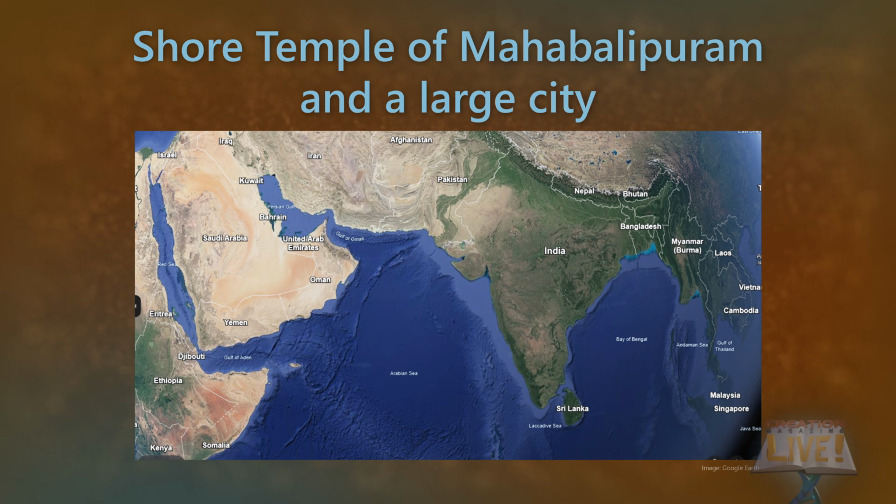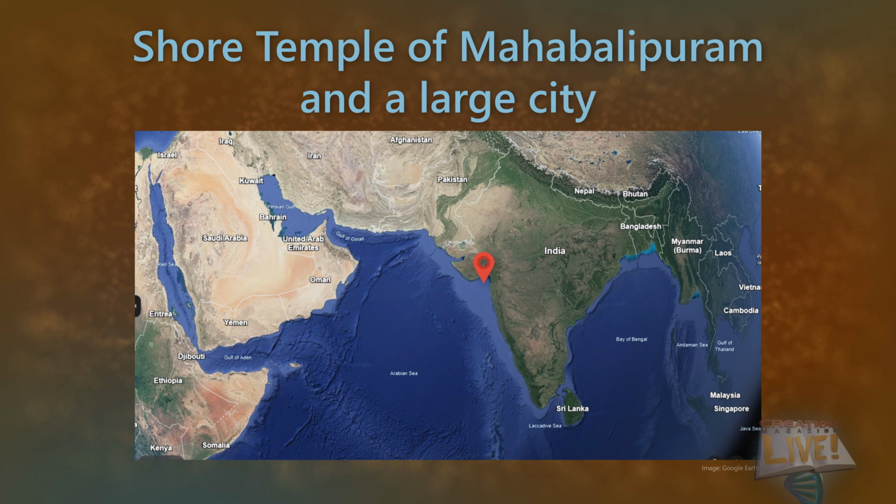The shore temple of Mahabalipuram and the remains of a vast city about 5 miles long and 2 miles wide in the Bay of Cambay, almost 80 kilometers off the coast of India. Both of those are off the coast of India. There are also ruins of a city stretching for kilometers along the Yucatan Channel that runs between Cuba and Yucatan, Mexico. What a massive impact the end of the Ice Age had, didn't it?